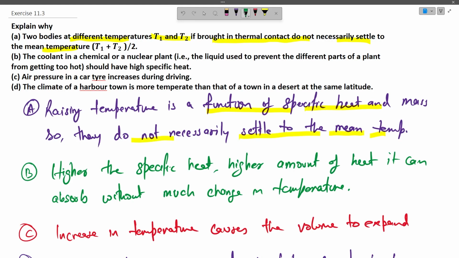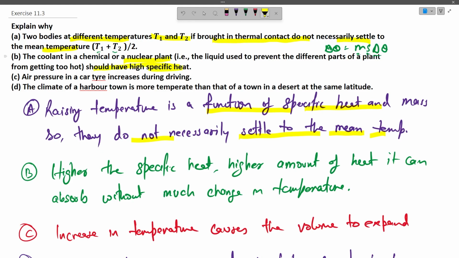Here we know that heat transferred is equivalent to delta Q equals m s delta theta, or delta T. So here mass and specific heat play a role in how much heat is needed. The quantity of heat will affect different bodies differently depending upon their mass and specific heat. So we can't necessarily say that the final temperature is going to be (T1 + T2)/2, or the mean temperature.